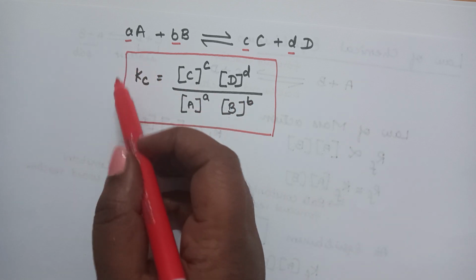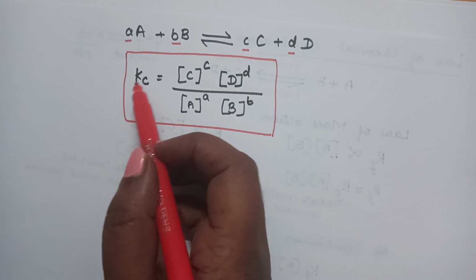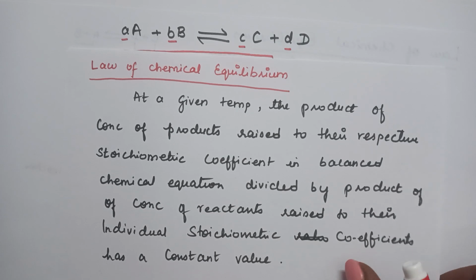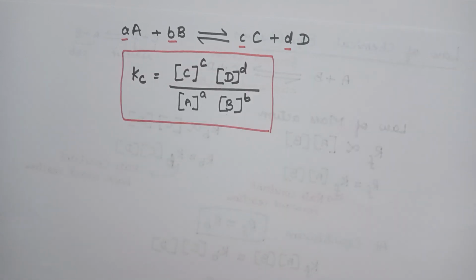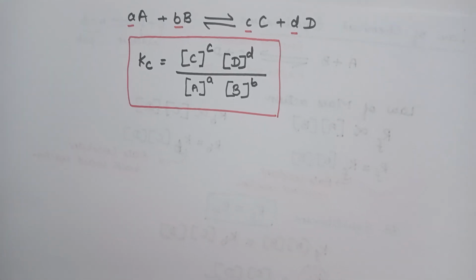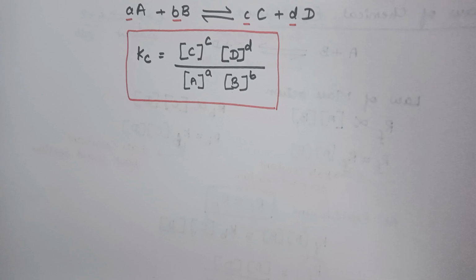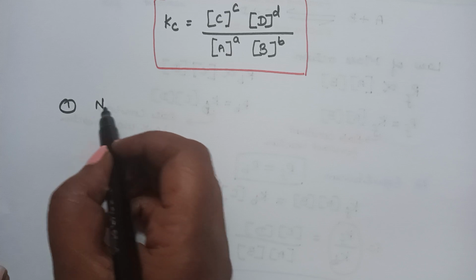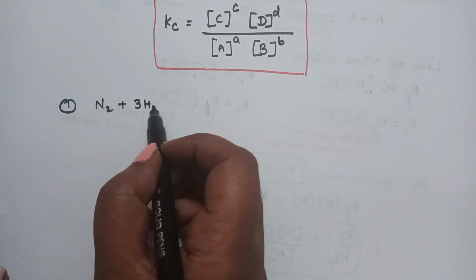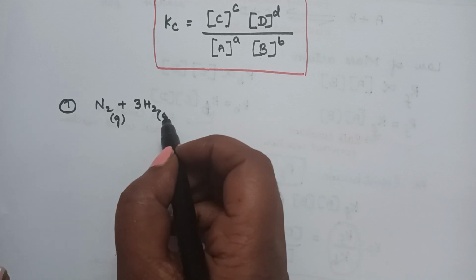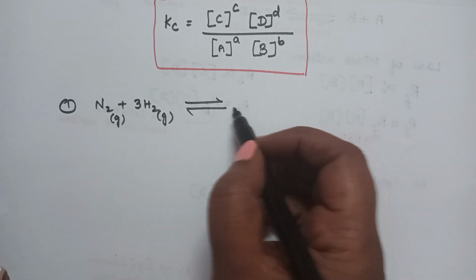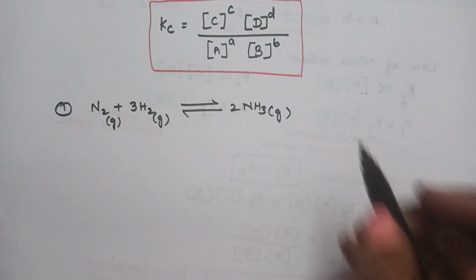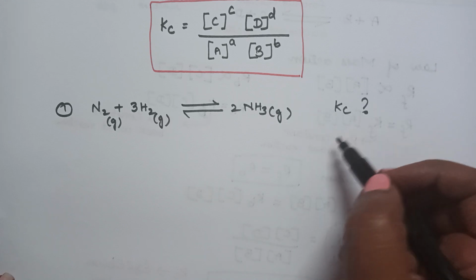So you will be getting the answer as a constant, which is the equilibrium constant. This is what the law of chemical equilibrium states. Now let us take some examples and write the equilibrium constant for each reaction. First reaction: N2 plus 3H2, in the gaseous state, giving 2NH3 gas. Students, the question is to write the equilibrium constant for this.